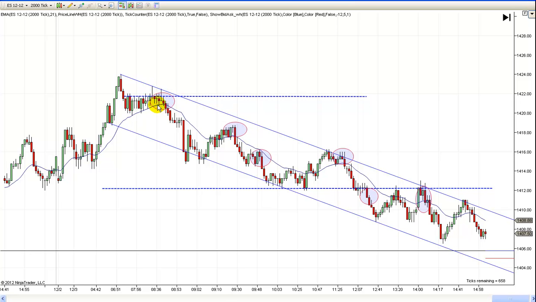You're coming off this high, first entry, second entry, and you may not get through this area right here, but you got enough room to scalp out more than likely, so it's worth taking that.